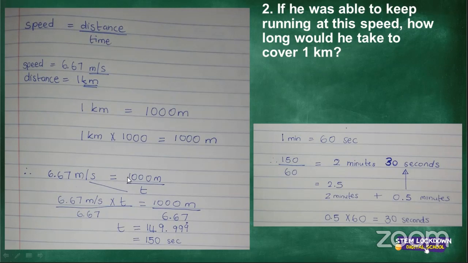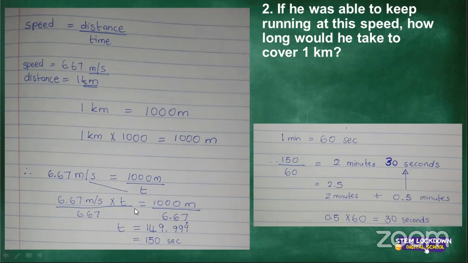I didn't draw the line between the 1,000 because there's no number, which as we know, when you have a whole number and you want to convert it to a fraction, it's that whole number over 1. So we don't need to write the 1, right? That's why I didn't show the line there. So it's just going to be 6.67 multiplied by t is equal to 1,000 meters.